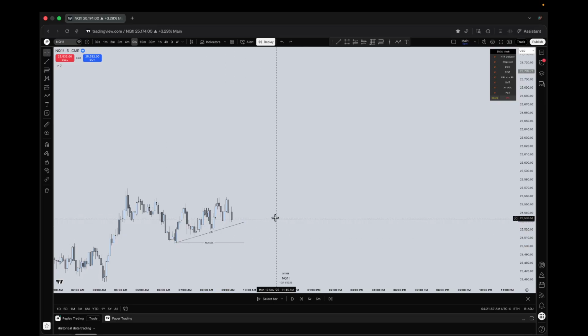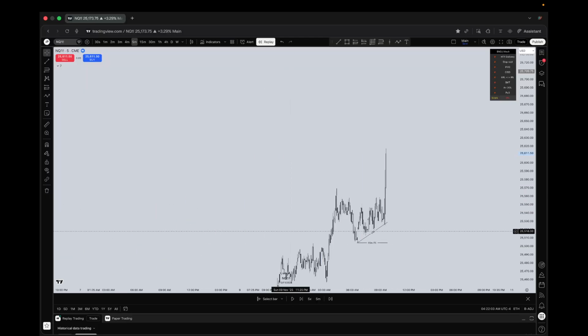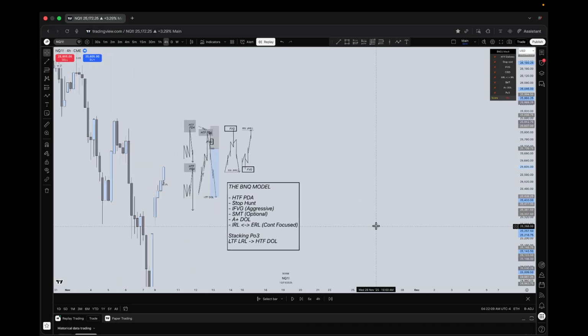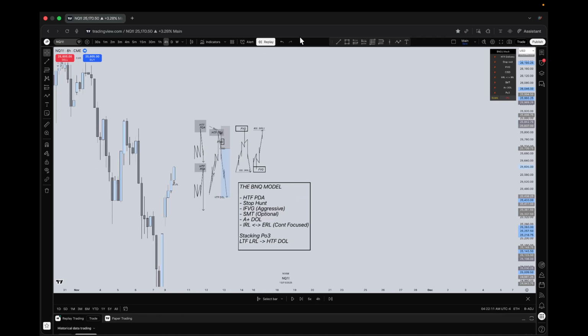Okay, so you have our LRL, right? So, we get the open. Now, firstly, what are we delivering from? Okay, we're delivering from this 4 hour. So this would be our higher time frame PDA. Alright, so now we know that.